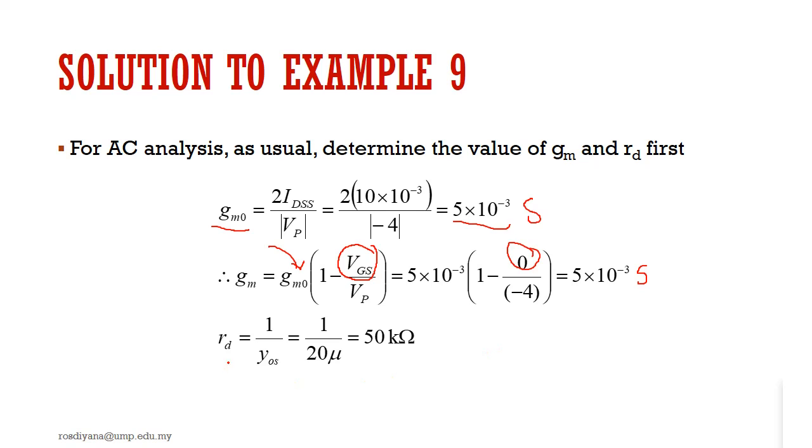Therefore, we get the same value as GMO, 5 millisiemens. Then we calculate the RD. RD you get from 1 divided by admittance. This is admittance. Please don't use this value directly for the RD because it is different. R stands for resistance, equivalent to impedance, but Y is an admittance. So 1 divided by 20 micro, we get 50 kilo ohms for the RD.